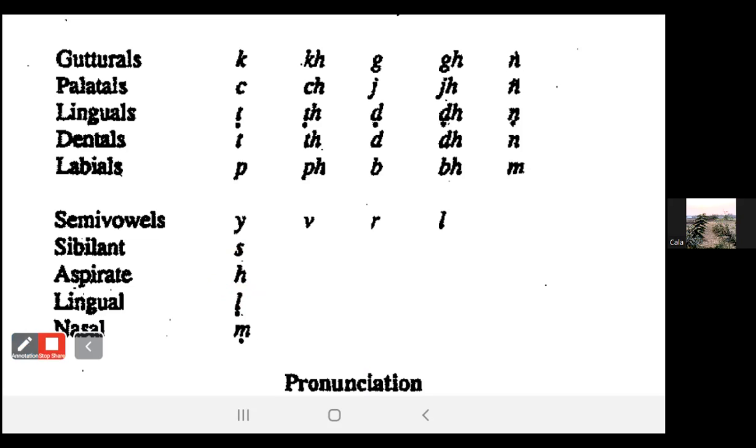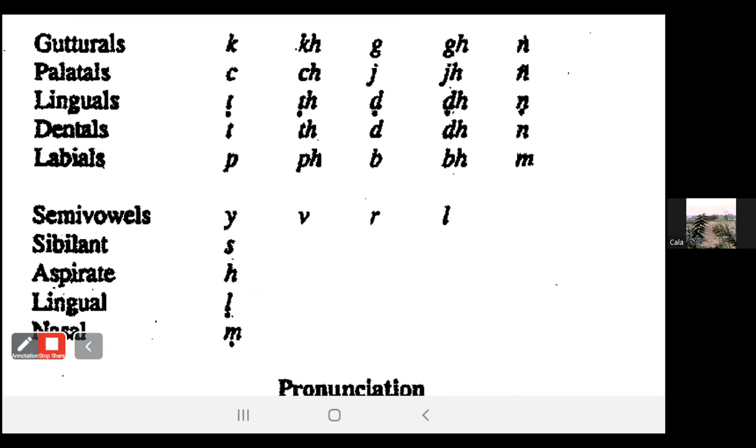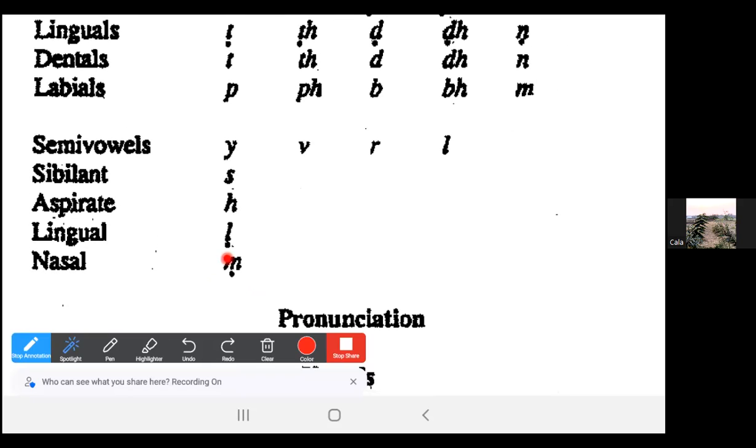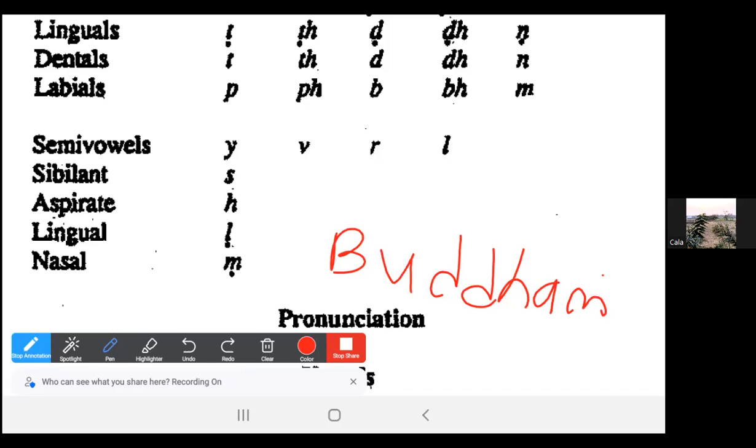Next is the lingual. Lingual is an L with a dot there, and then the nasal. Okay. Nasal, you always see the nasal because of the word buddham, all right? So how do you pronounce the nasal? Buddham with a dot. Sometimes you can see people, last time they wrote it like this, right? There are some old versions like this. Sometimes they write like this. Okay, it's very confusing.